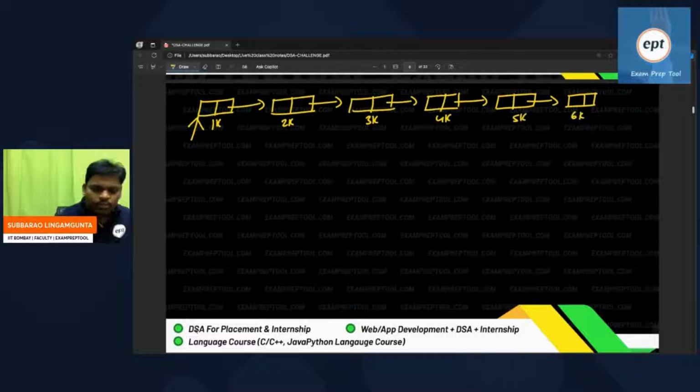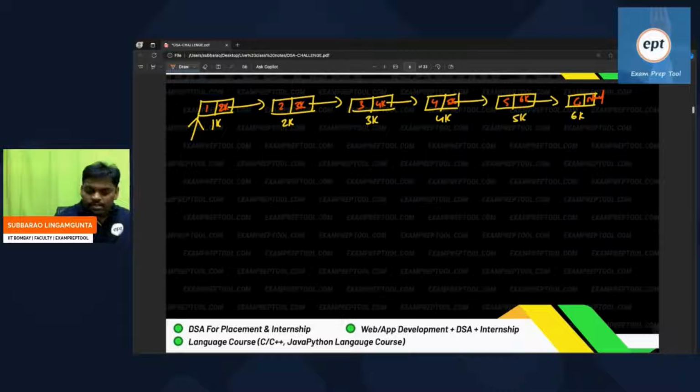Let me use some other colors. Let me write 1, 2, 3, 4, 5, 6 as some data. 1k means 1000, 2k means 2000, 3k means 3000, and so on. The last node's next is nothing, so null will be there. Everyone knows a linked list. This is the original linked list.